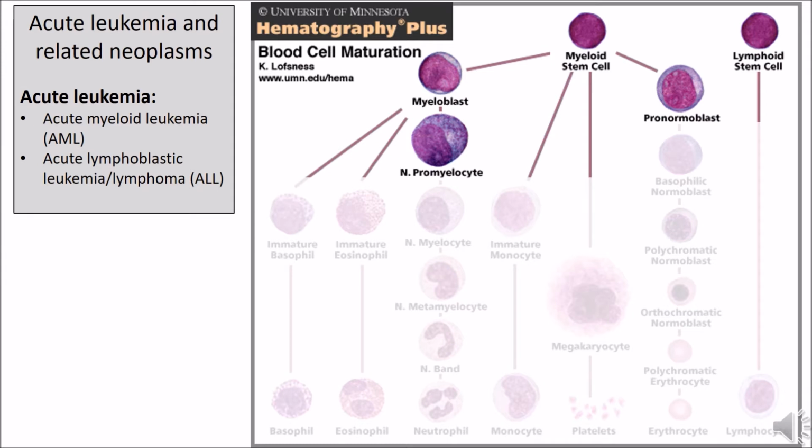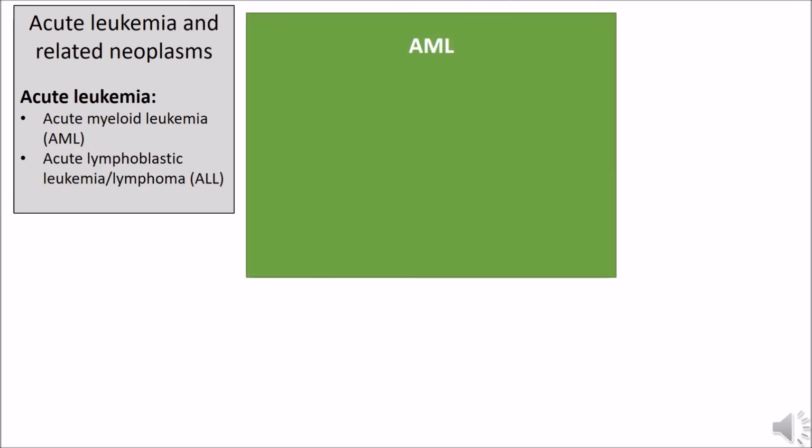Blasts can be derived either from the myeloid lineage, myeloblasts, giving rise to acute myeloid leukemia, or lymphoid lineage, lymphoblasts, giving rise to acute lymphoblastic leukemia. Acute myeloid leukemia is a neoplastic disorder of immature myeloid cells, myeloblasts. The risk increases with age and is therefore more common in adults. Additional risk factors include a history of prior chemotherapy or radiation, benzene exposure, and Down syndrome.